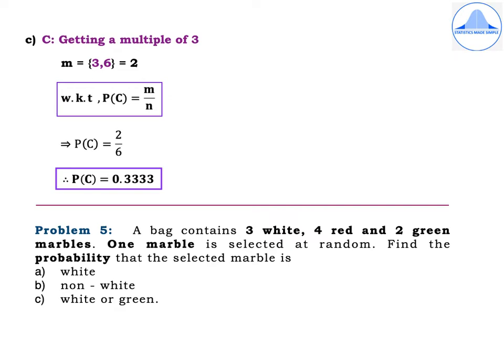Problem 5. A bag contains 3 white, 4 red and 2 green marbles. One marble is selected at random. Find the probability that this selected marble is first subdivision white, second subdivision non-white and third subdivision white or green.